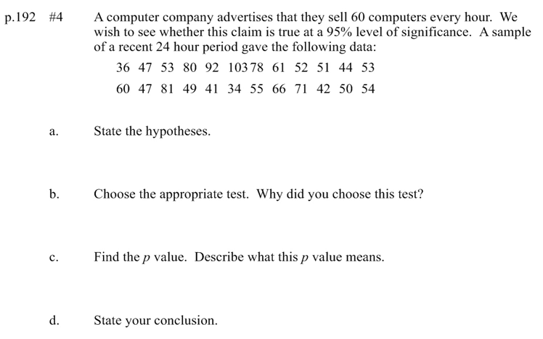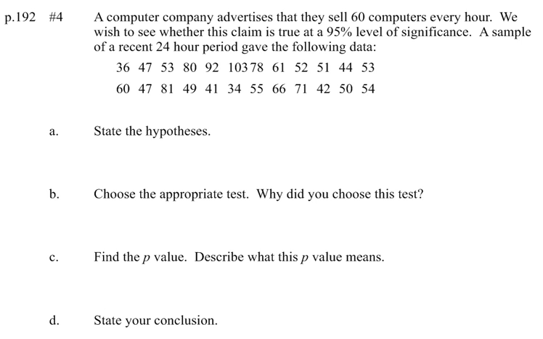Page 192, problem number 4. A computer company advertises that they sell 60 computers every hour. Well, let's just think about this claim. They're not really saying they sell exactly 60 computers per hour. They mean on average they sell 60 computers every hour. So we want to see whether this claim is true at a 95% level of significance.